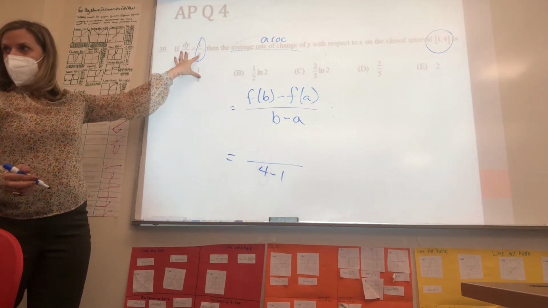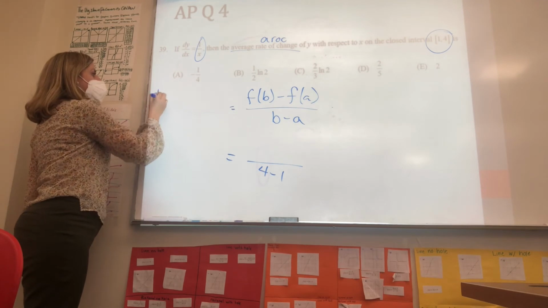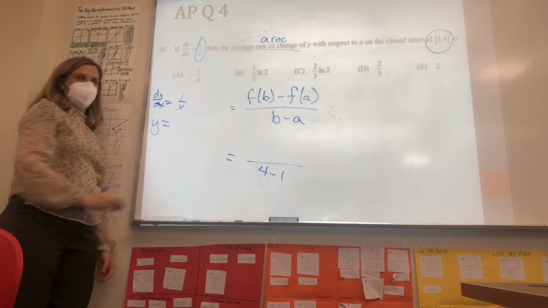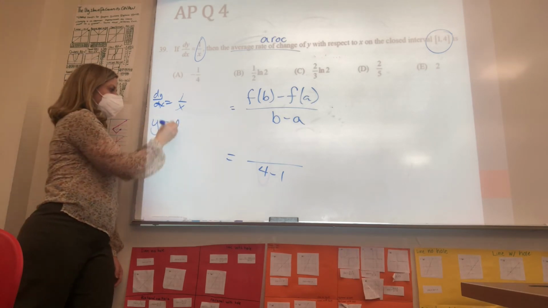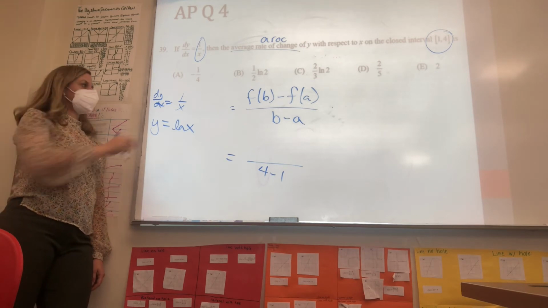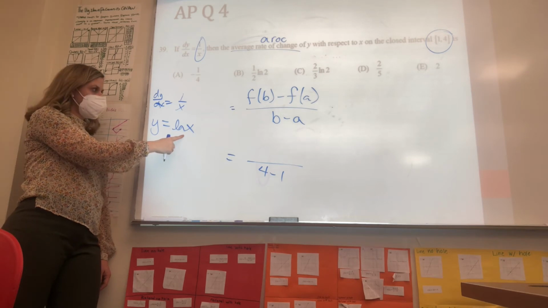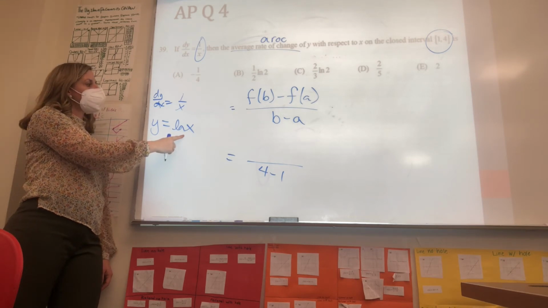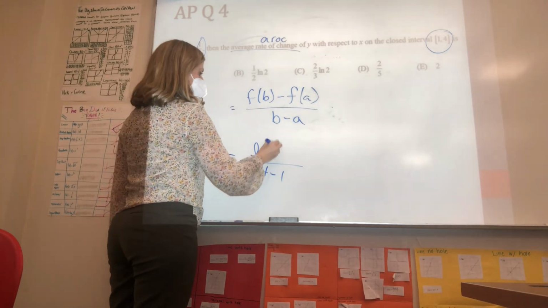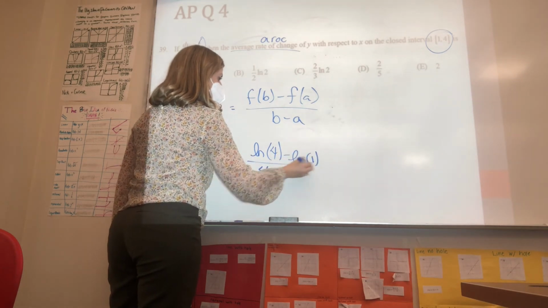It's not y, correct? So here's my question: if dy dx equals 1 over x, what's the function y? So ln of x. This is the derivative of that. So then I can plug in ln of 4 minus ln of 1.